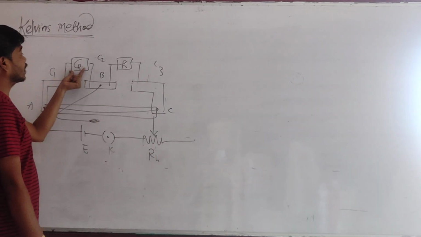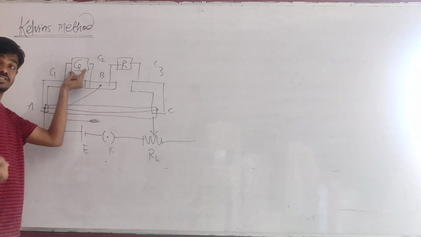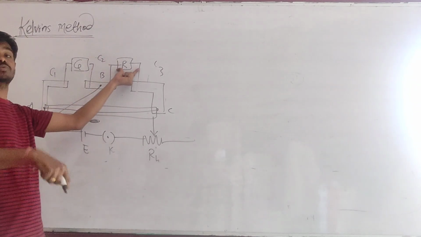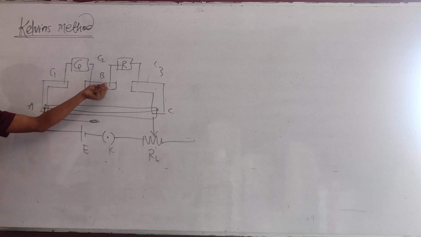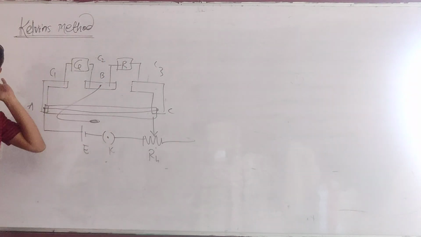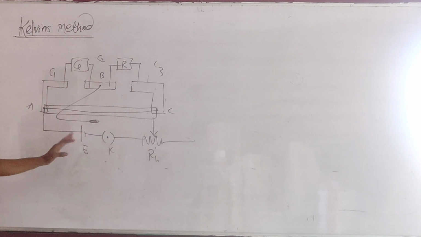In the left gap, the galvanometer whose resistance is to be determined is connected, and the known resistance box is connected in the right gap, and the jockey is connected at the central point of the copper strip C2 as shown in the diagram. Now this is the circuit diagram. Now we have to discuss the working.